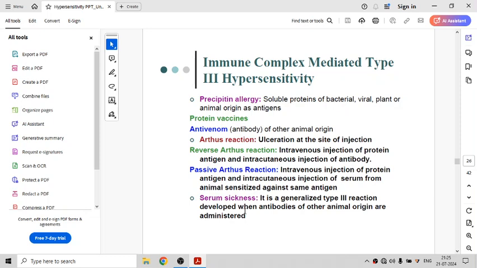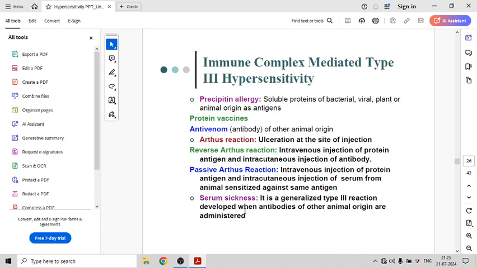had discussed about hypersensitivity type 1 and type 2. Today I am talking about type 3 and type 4. First, I will take up type 3 hypersensitivity.